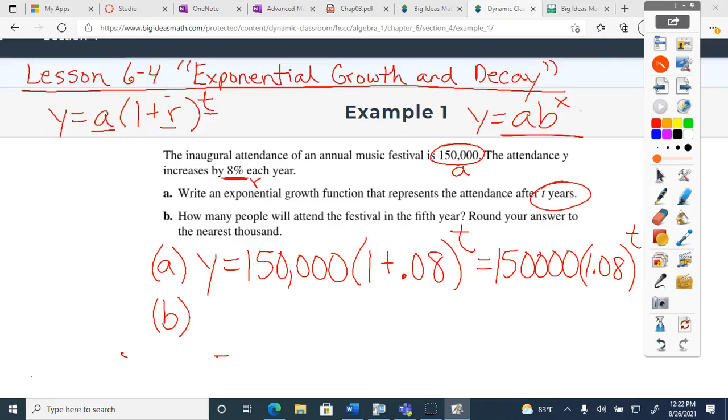I need a custodian to report to Ms. Foster's room. Okay, so there's our equation.